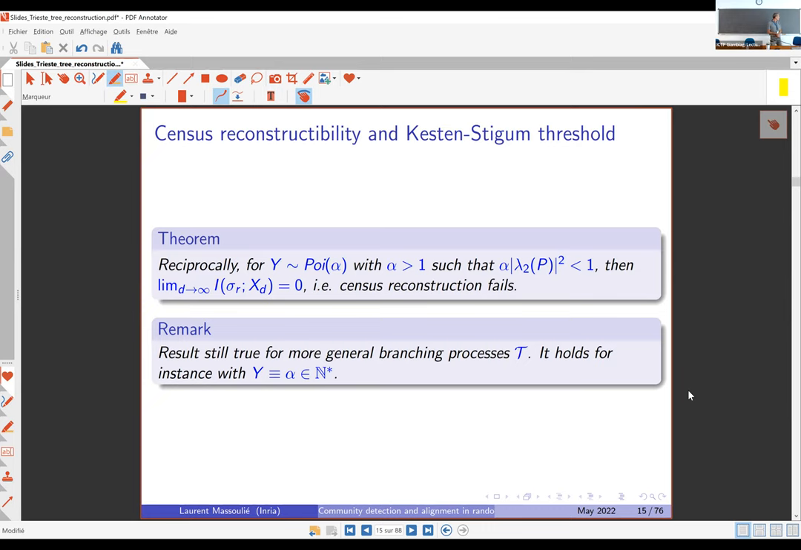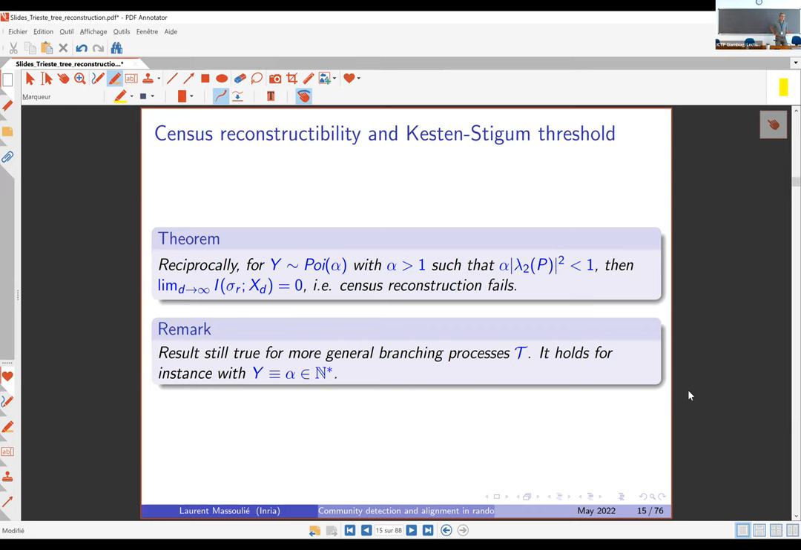So, as I was saying, there's a converse to the result I was stating on census reconstructability, which holds if you're above this Kesten-Stigum threshold. And so here's a kind of converse. Assume a specific law for the number of children in your branching process. Assume Poisson of alpha, say, for the distribution of the number of children. Assume you're below this Kesten-Stigum threshold.